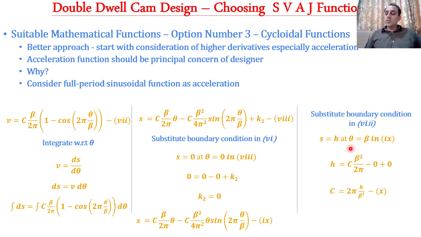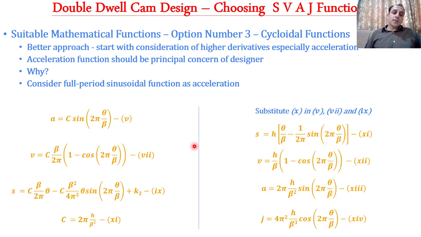So we will use these values in this equation, and then we can get the value of c. So this is the value of c. Now we will use this value of c with acceleration, with velocity, and with displacement. So these are the acceleration, velocity, and displacement terms or functions which we are going to use to design the cam once again.